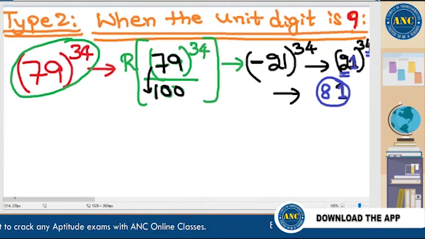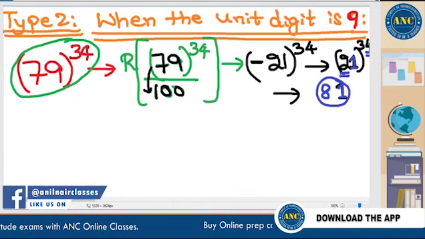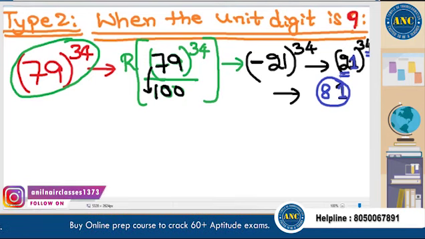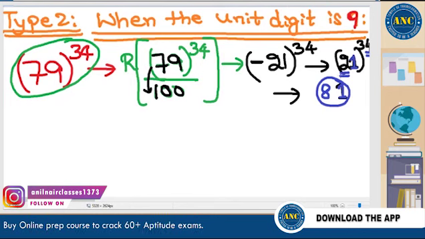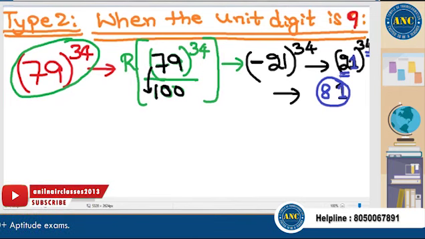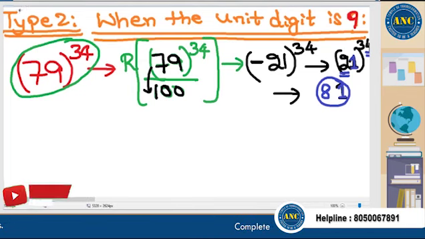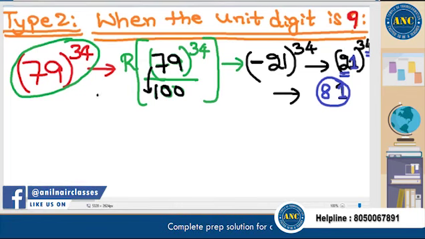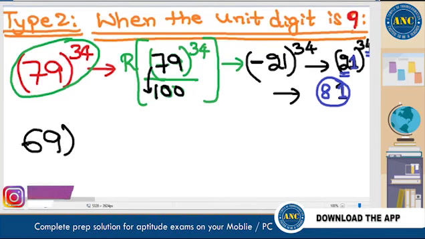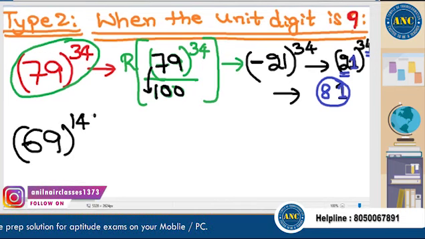Why do we have to divide with 100 for every number? I already discussed that logic. That is for the simple reason that for the last 2 digits, the definition is the remainder when you divide that number by 100. I will take 2 to 3 new examples of this type. Suppose, for example, tell me the answer: 69 to the power of, put any power of your choice.